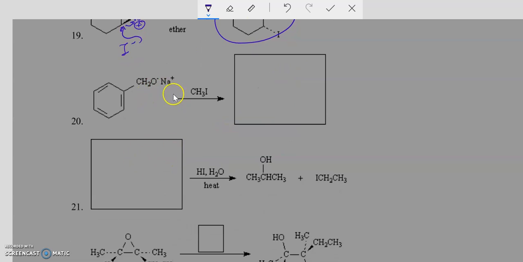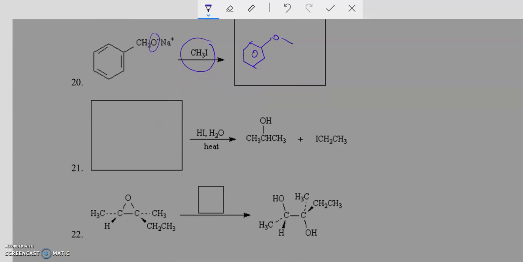Alright, so here we have an alkoxide ion here, and then we have a methyl halide. This is nothing but a Williamson synthesis. We have done this question in the classroom already. So this is what we are getting, right? Alright, and then question 21.